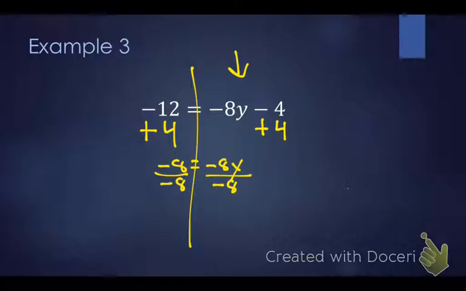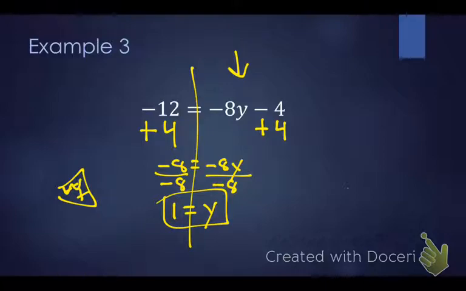Once again, Pete to Steve, if you look at him, those are both negatives. Cross them both out, you're going to get a positive answer. 8 divided by 8 is 1, and that's going to give us y. So y is equal to 1.